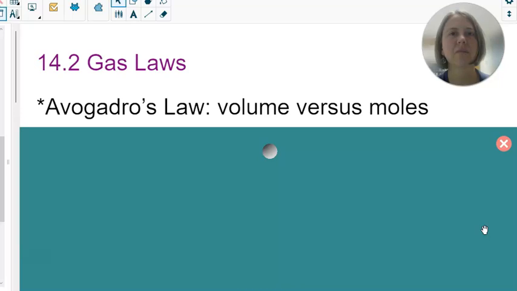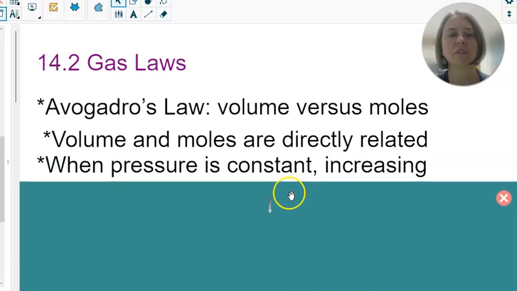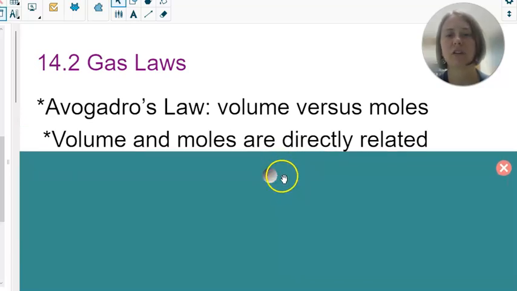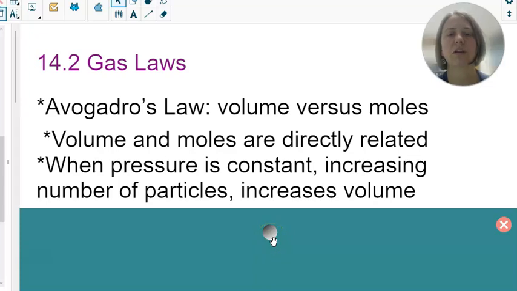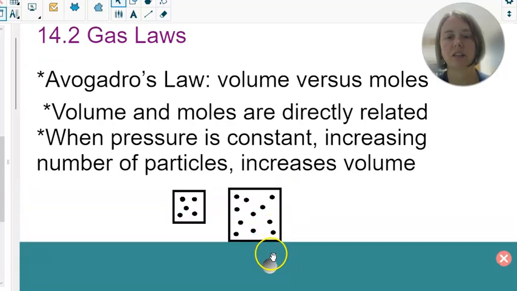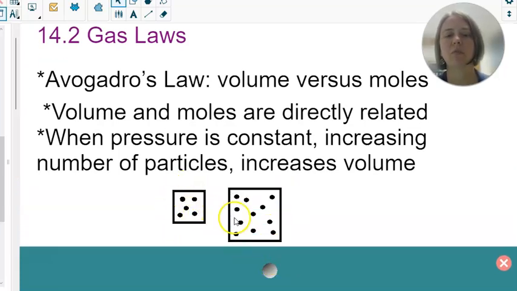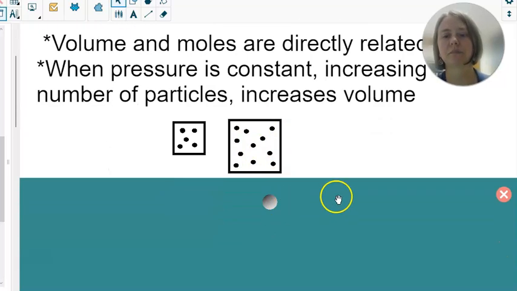Okay, that was the combined gas law where we combined Boyle's law and Charles's law. And now we can't forget Avogadro. He did a lot of studying with gases and moles. So Avogadro's law, volume versus moles. So the volume and moles are directly related. So if you keep pressure constant, if you increase the number of particles, you have to increase the volume. So that makes sense. You have more particles, it's going to take up more volume.